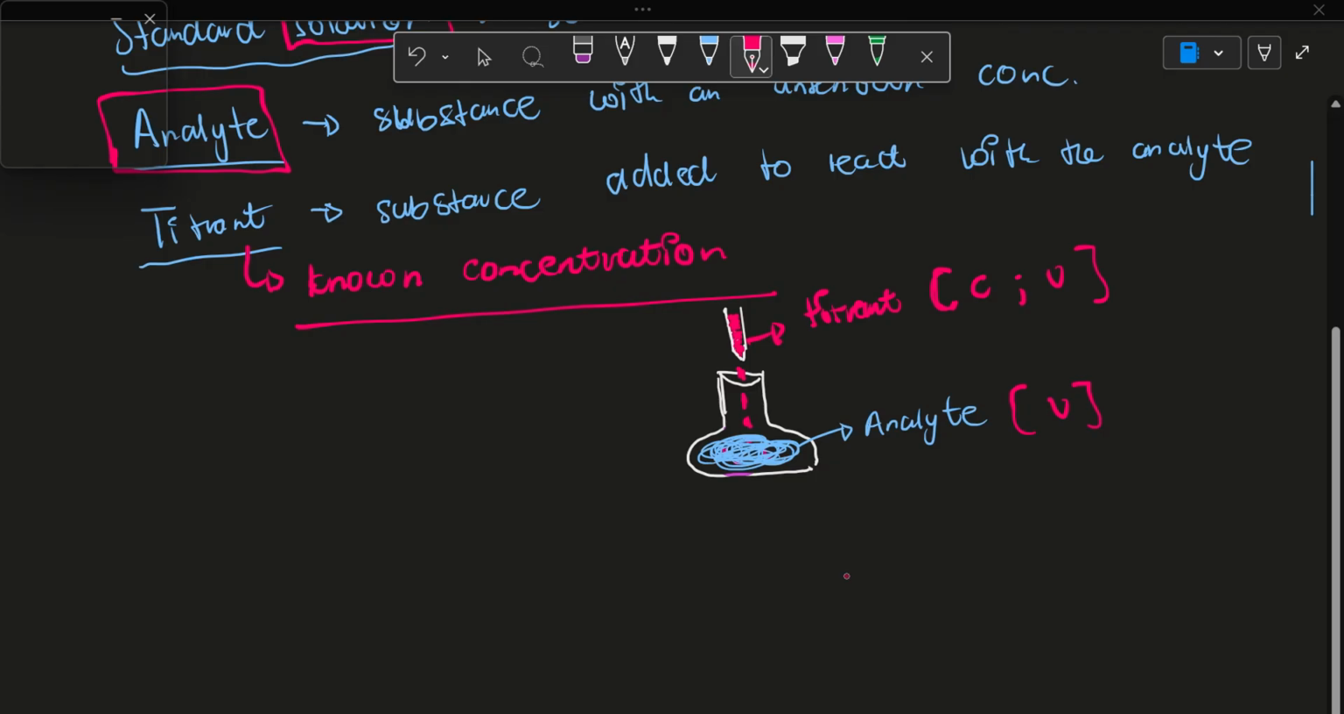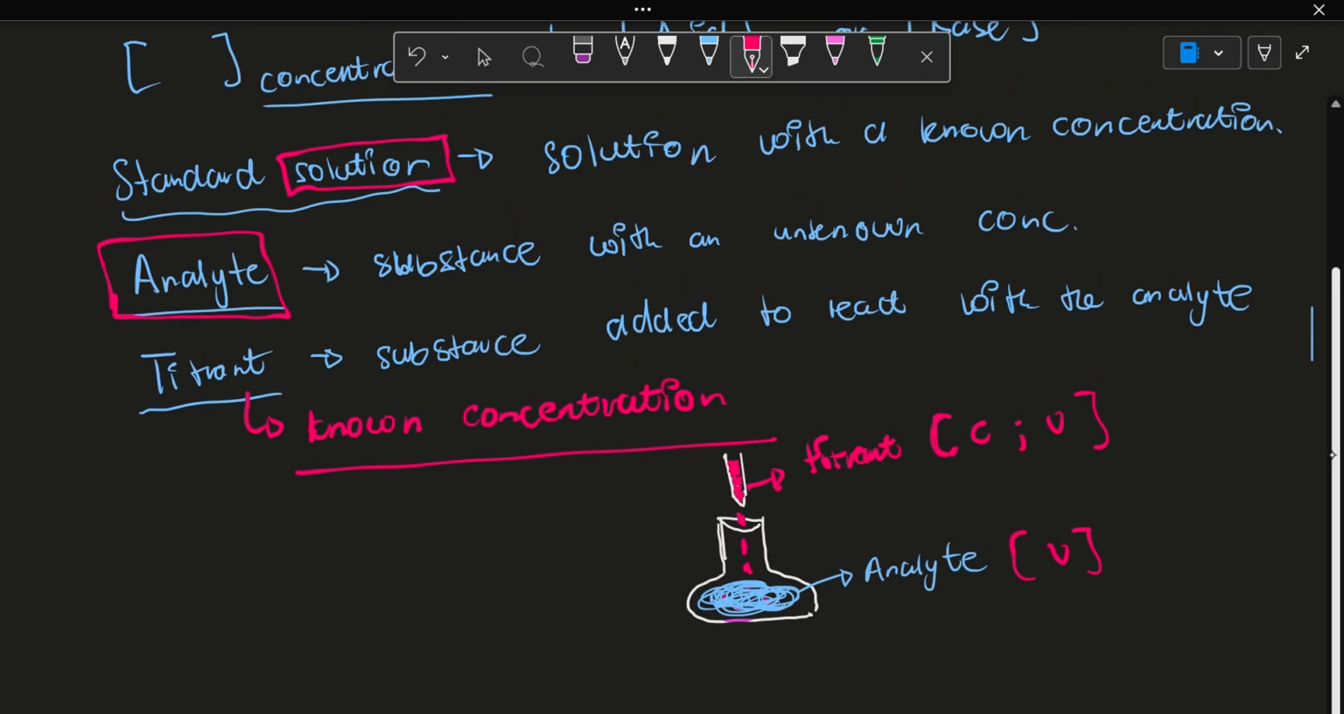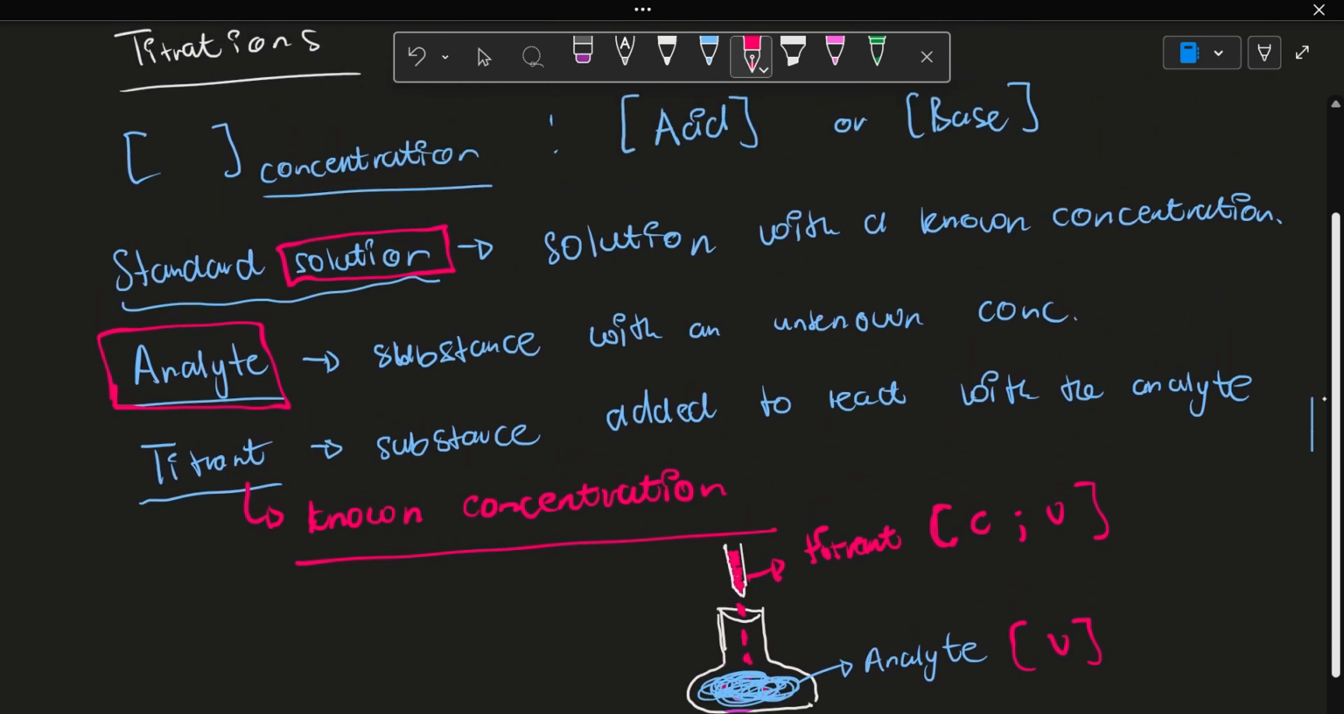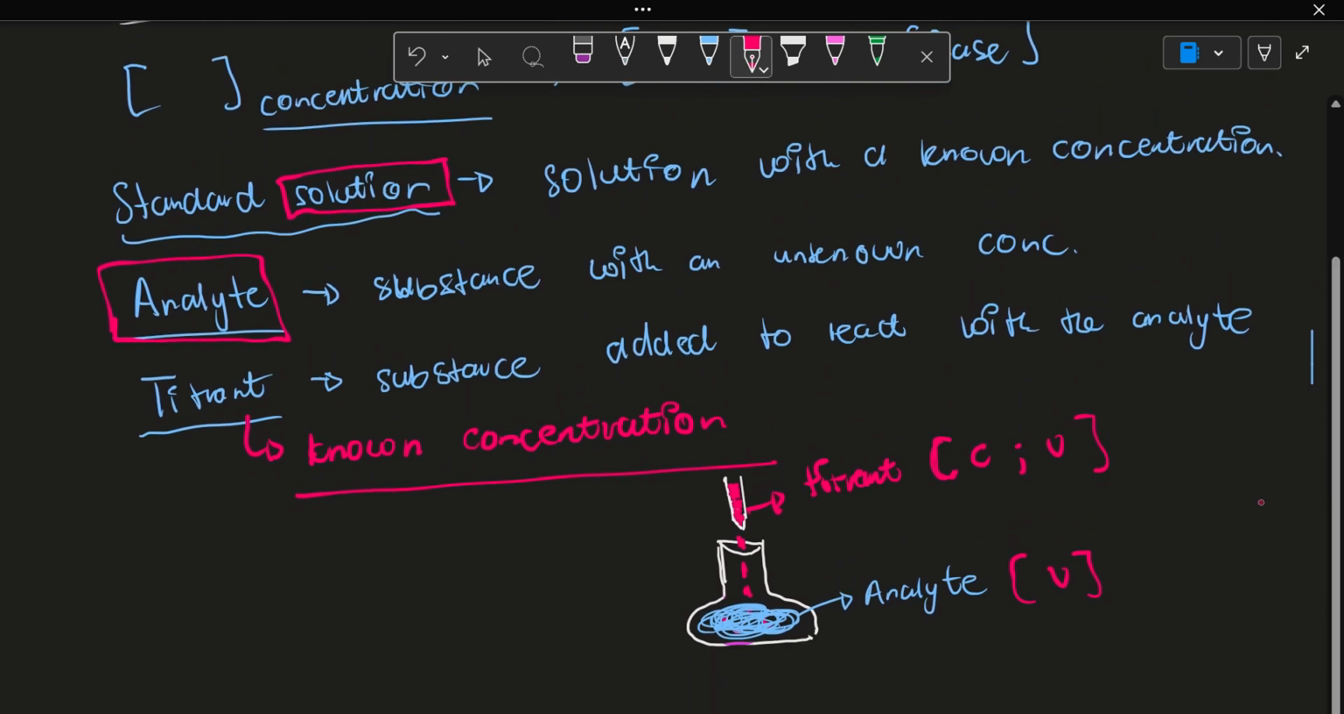Okay. So that is how a typical titration experiment works. Now remember that we had said that in a titration, we are trying to determine the concentration of the acid or the base, right? So in a certain titration, we wouldn't really know which one exactly is the analyte, the acid or the base, right?